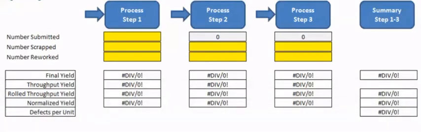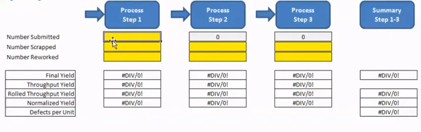In this video, we're going to look at yield and defect metrics. There are two tabs in the downloadable file, and on the first tab, we're looking at the yield metrics. Let's suppose we have a three-step process, and we'll look at the performance at each process step, and then ultimately we'll look at the performance of the entire process.